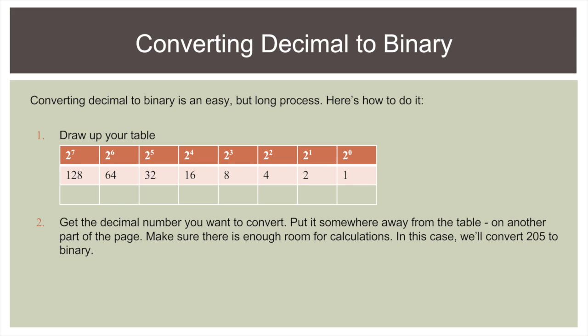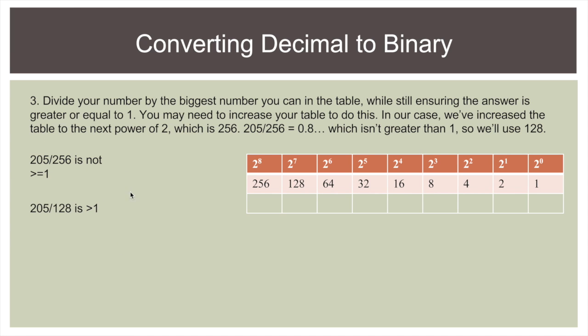Okay, obviously I'm not doing this by hand, so it's a bit difficult to show you the working. You'll be doing this by hand, so working's a lot easier to do by hand. You divide your number by the biggest number you can in the table while still ensuring the answer is greater than or equal to 1. You may need to increase your table to do this. In our case, we've increased the table to the next power of 2, which is 256.